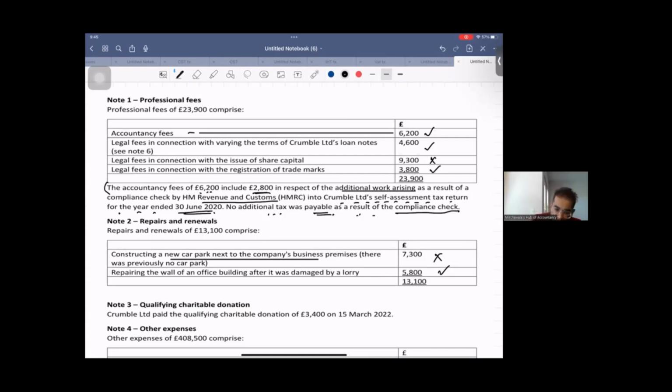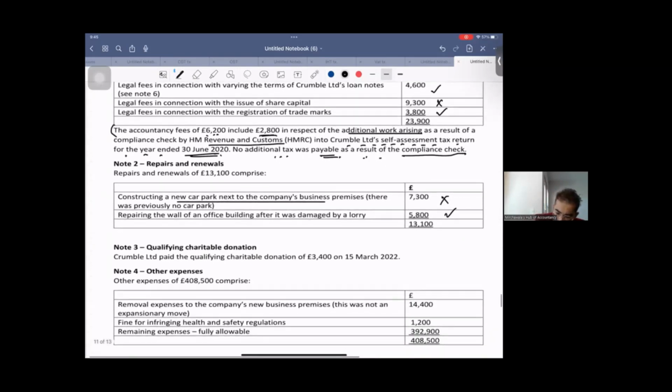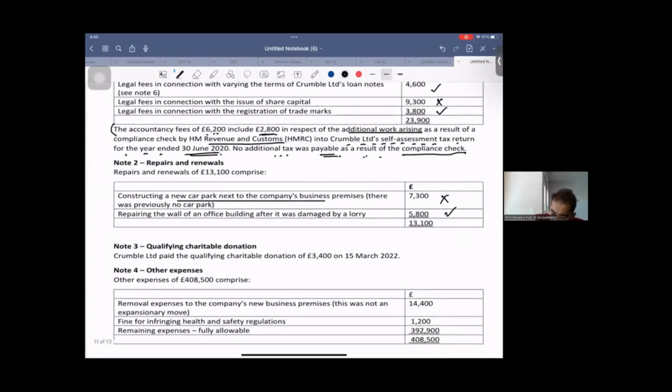Okay. Now note number 3. Qualifying charitable donations. Crumble Limited paid the qualifying donations of 3400. This is not allowed from trading income, but it is allowed from total profits. Remember the company's format: in the corporation tax format, when you go to total profits, then QCDs are allowed, but not from trading income at all.